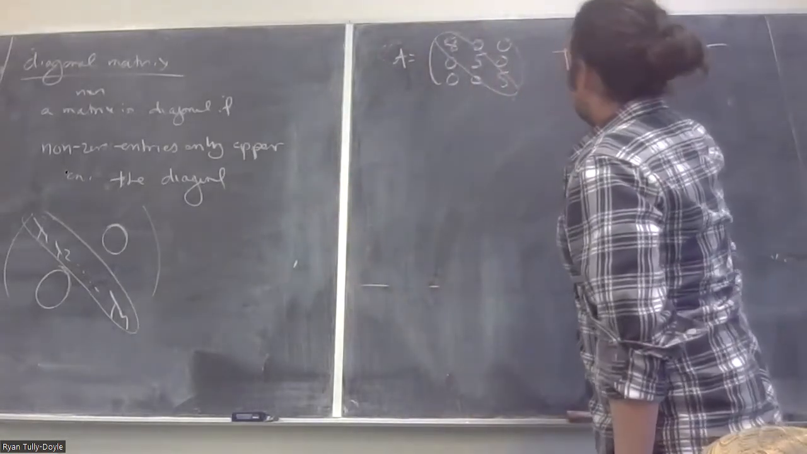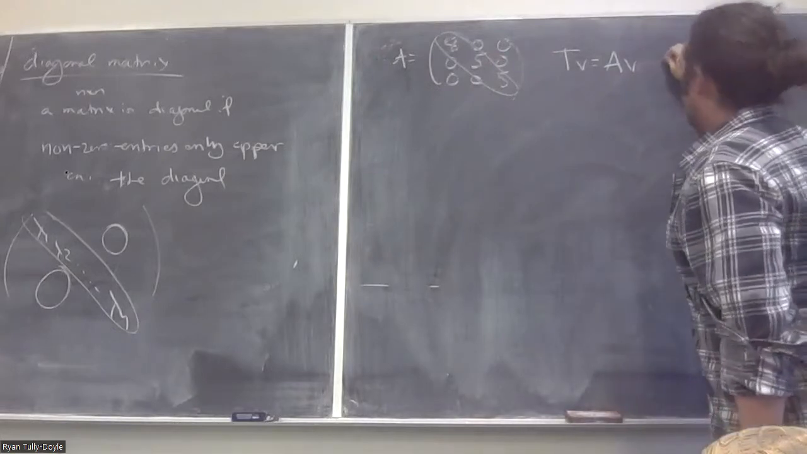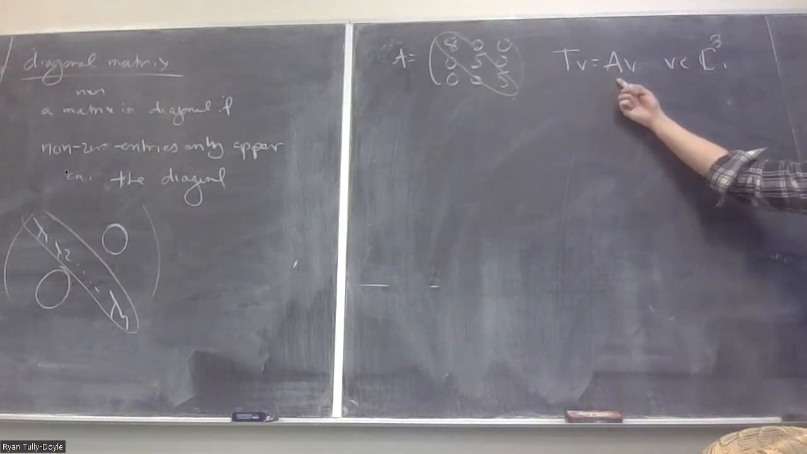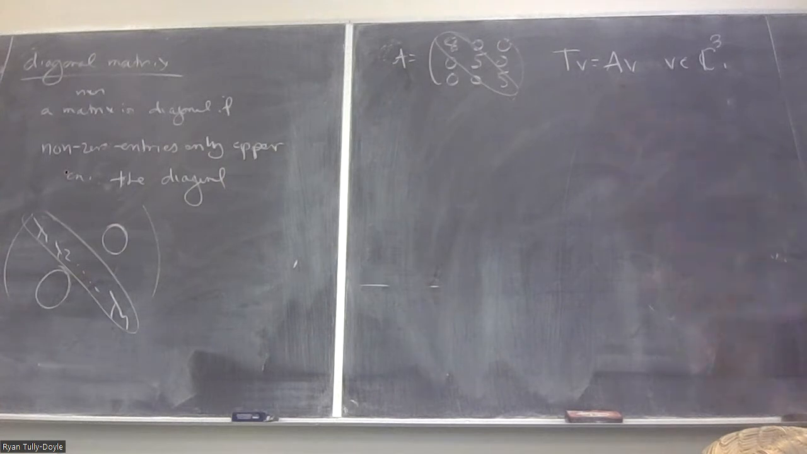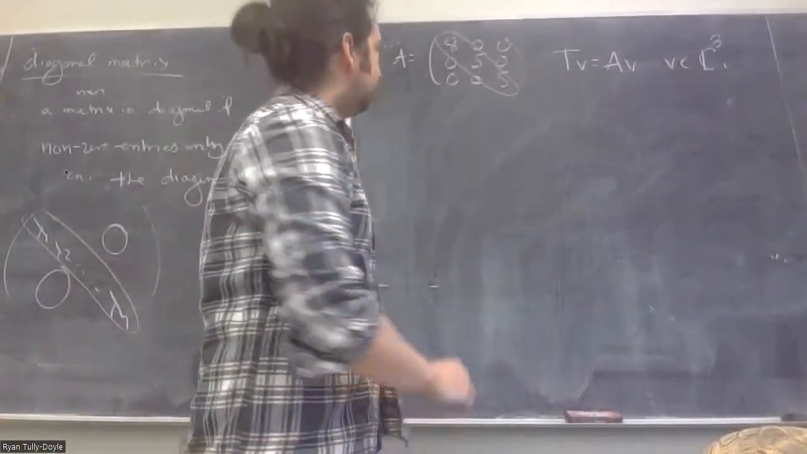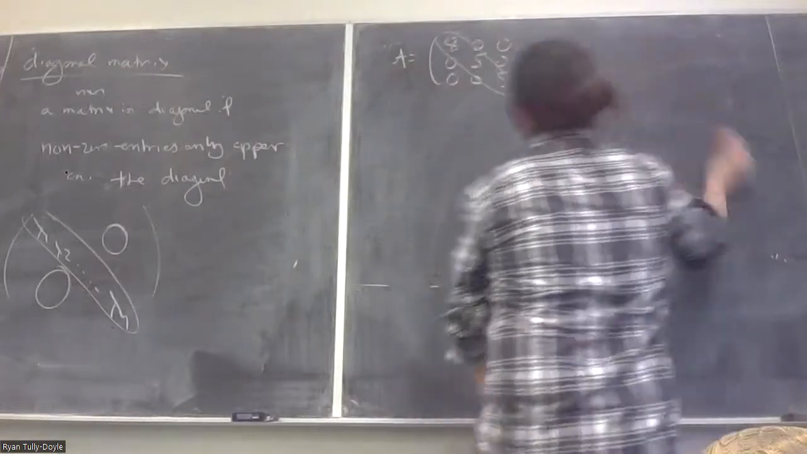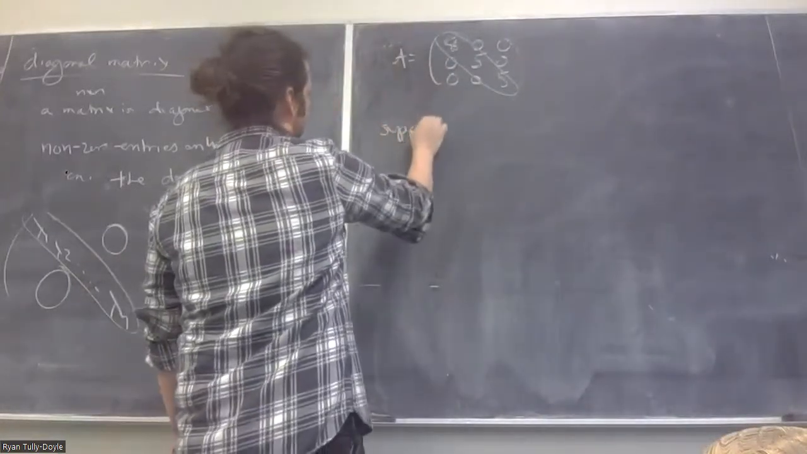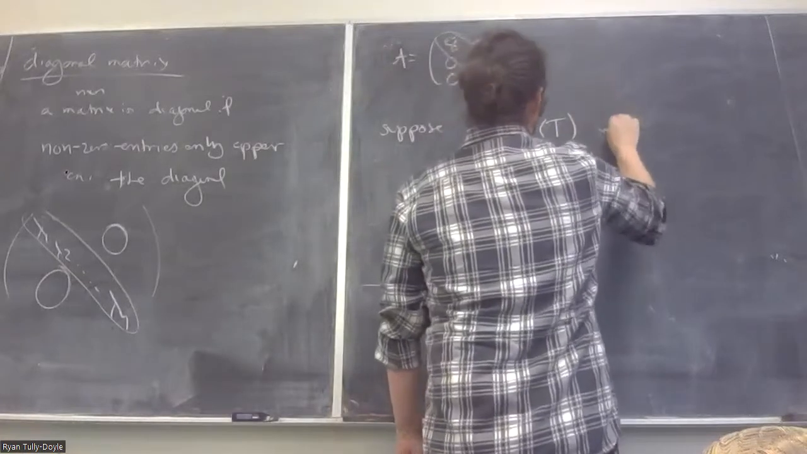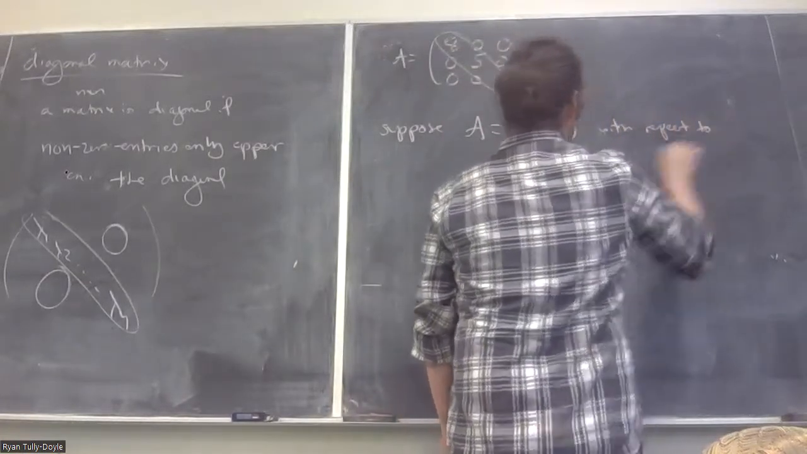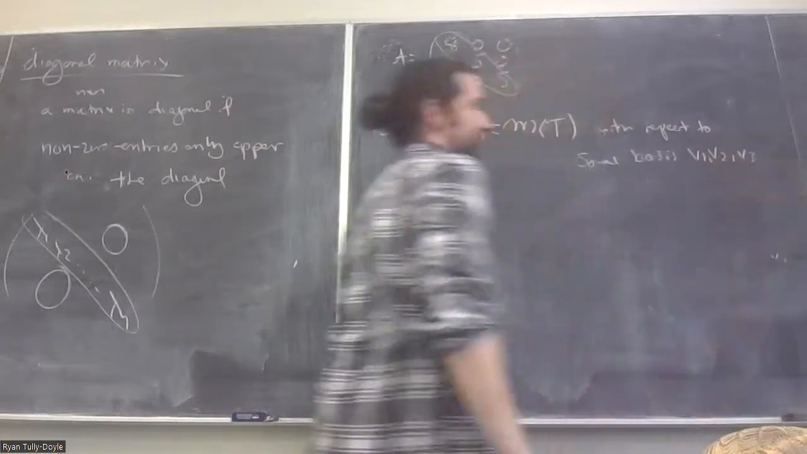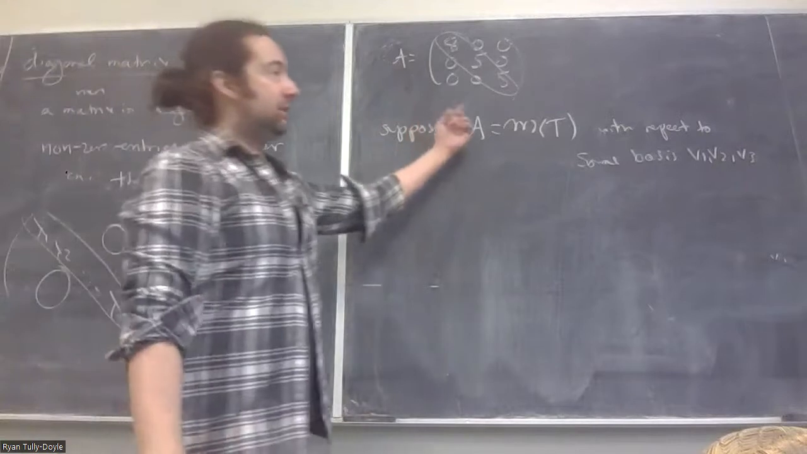And he says, define an operator T of V to be equal to AV for V in C3. So T of a vector just multiplies the matrix A times the representation of that vector. Let me make sure I'm copying his language here. Fine, I'll do it the Axler way. Okay, suppose A is the matrix of T with respect to some basis V1, V2, and V3. So we start with a vector space V. Suppose that this is the matrix for T.